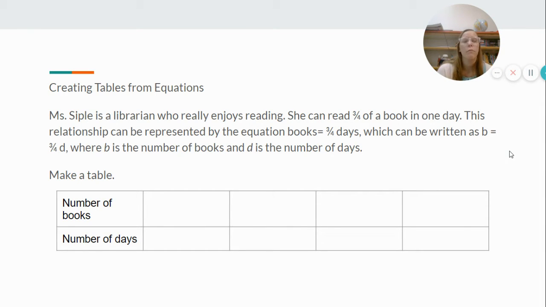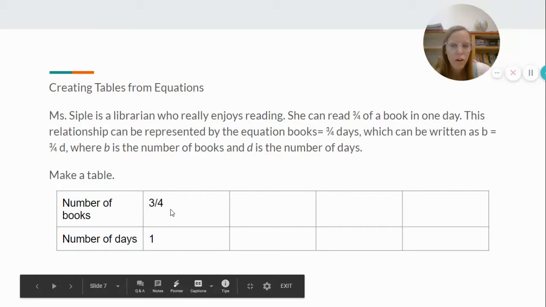Okay, what about this one? Miss Sipple is a librarian who really enjoys reading. She can read 3/4 of a book in one day. This relationship can be represented by the equation books equals 3/4 times days, which can be written as B equals 3/4 times D, where B is the number of books and D is the number of days. So again, make a table. So what do we know? We know that 3/4 of a book gets read in one day.